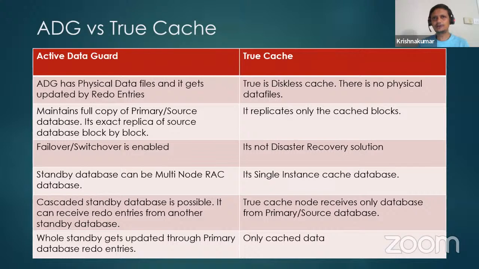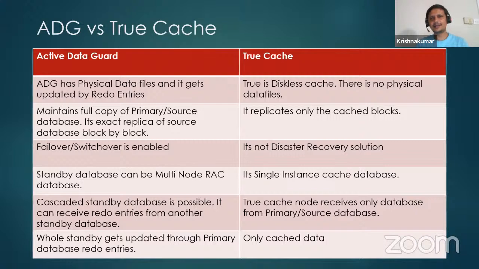And failover and switchover are possible only with Active Data Guard. True Cache is not a disaster recovery solution, it's basically just a caching solution. In a normal standby, the standby can be a multi-node RAC. But True Cache will always be a single node, though the source database could be RAC or non-RAC.